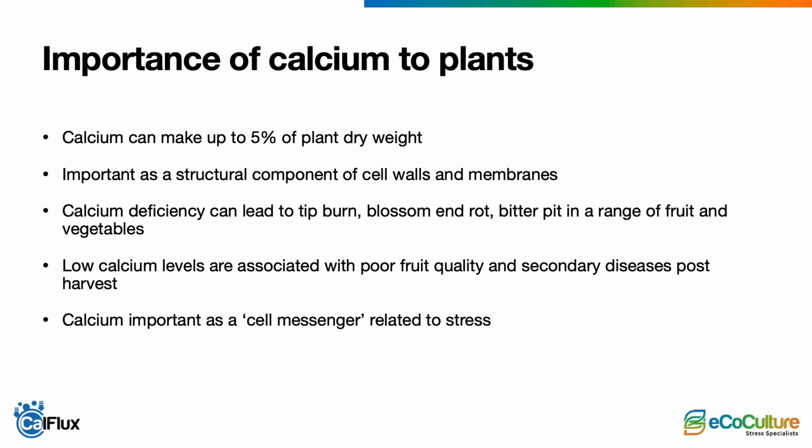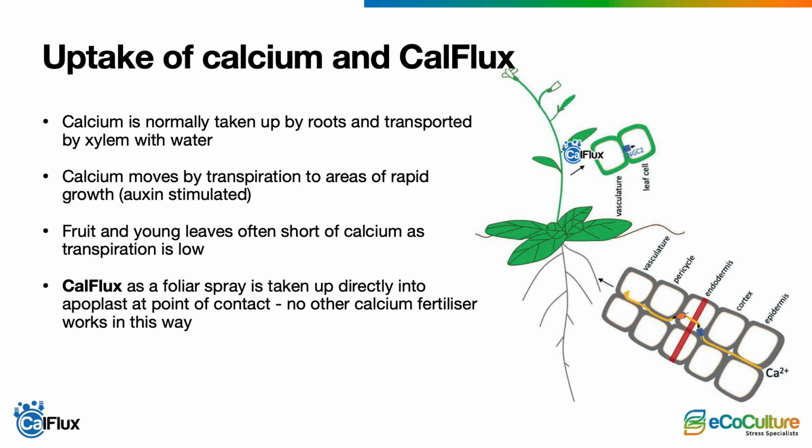Importance of calcium to plants. Calcium can make up to 5% of plant dry weight, and is important as a structural component of cell walls and membranes. Calcium deficiency can lead to tip burn, blossom end rot, and bitter pit in a range of fruit and vegetables. Low calcium levels are associated with poor fruit quality and secondary diseases post-harvest. Calcium is also important as a cell messenger related to stress.